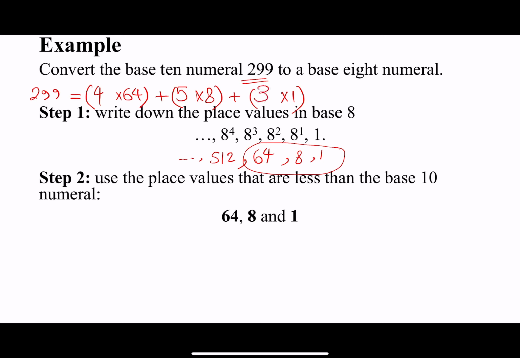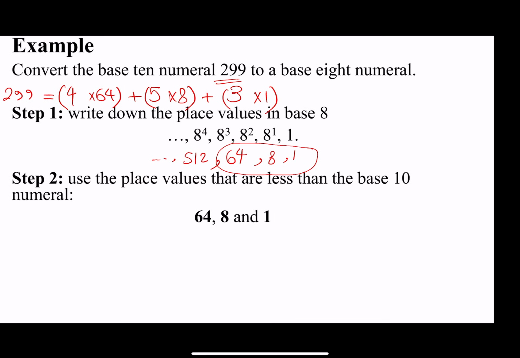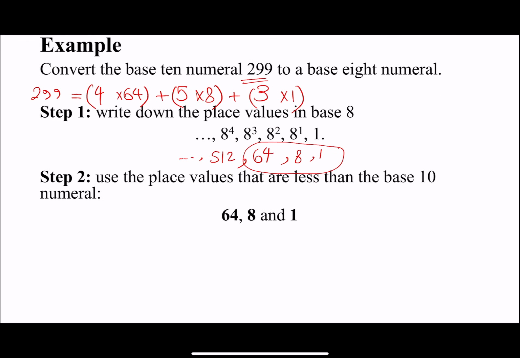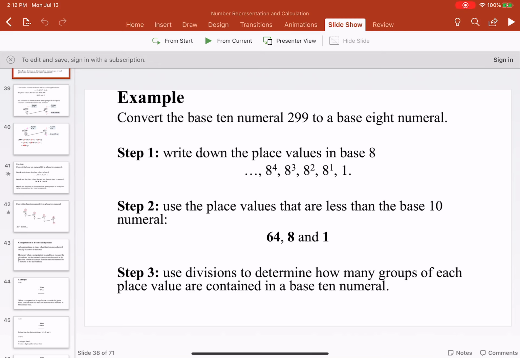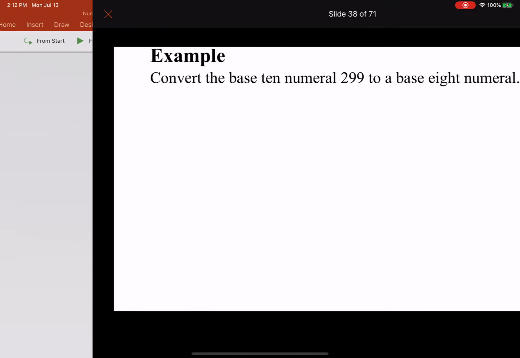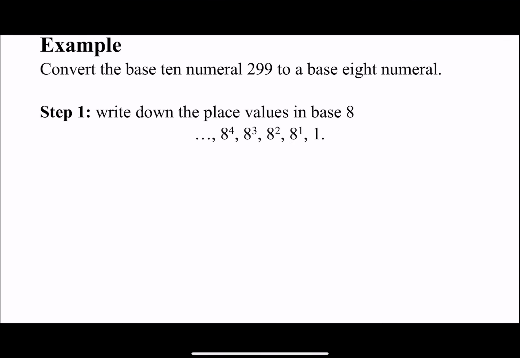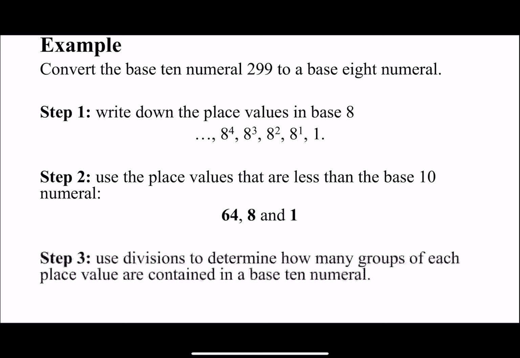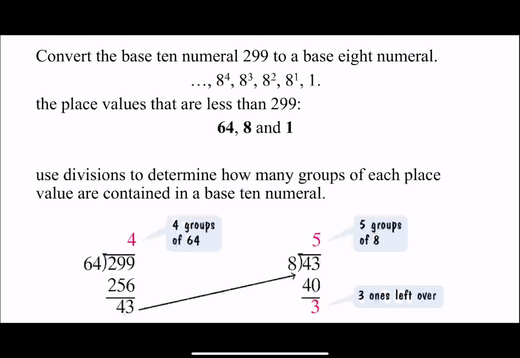If we cannot do that in mind, what should we do? We use division. Let me show you. Okay, sorry. So I wrote down the place values. I use the place values that are less than the numeral that we want to convert, and I use division because I have a big number here. I can use division to see how many groups of each place value build up 299. That's how we do it.